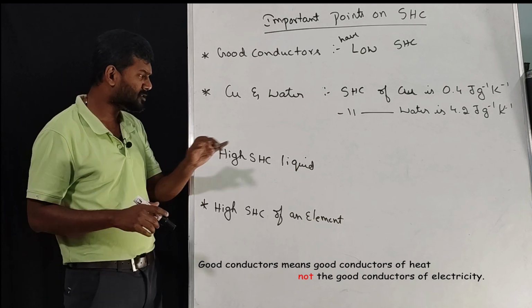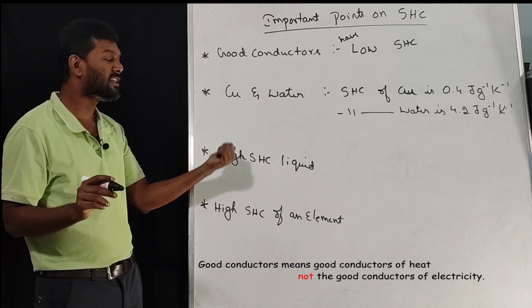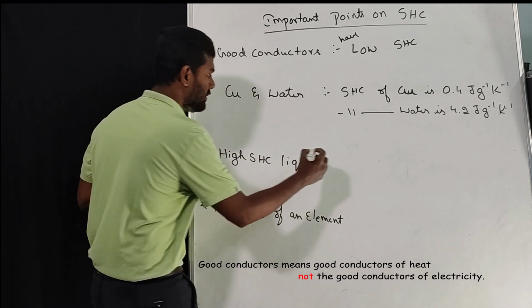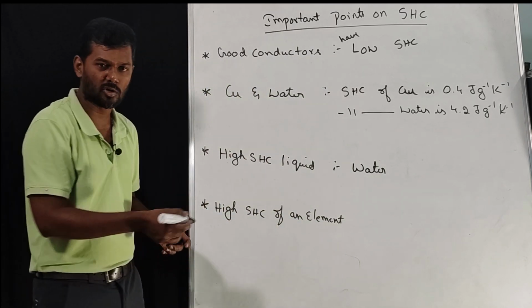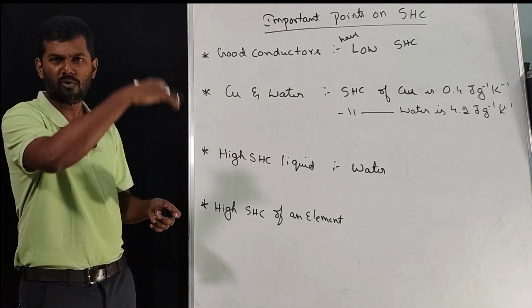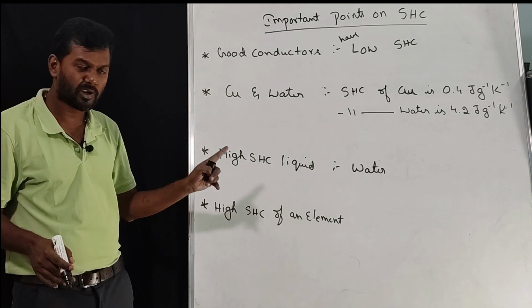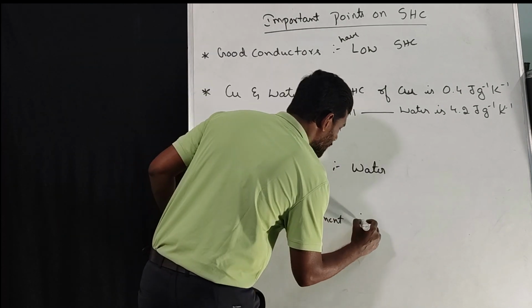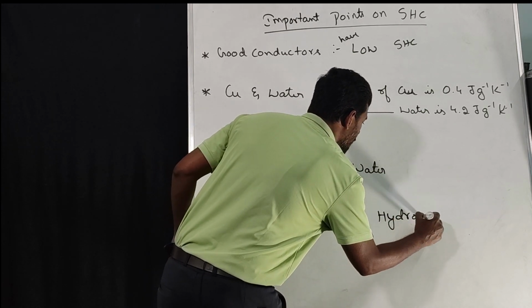Now, high specific heat capacity in a liquid. Which liquid has high specific heat capacity? That is nothing but water. When it comes to liquids, water has high specific heat capacity. But when it comes to overall substances, the substance which has the highest specific heat capacity is hydrogen.